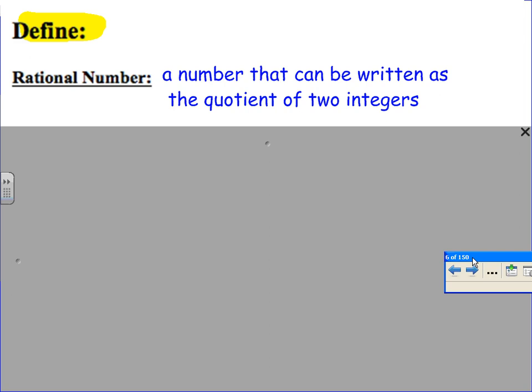So a fraction is a rational number, a mixed number, a repeating decimal, an integer is rational, a whole number is rational, natural number is rational, a perfect square is rational. So there's a lot of things that we talked about that is an example of a rational number. Annalise?